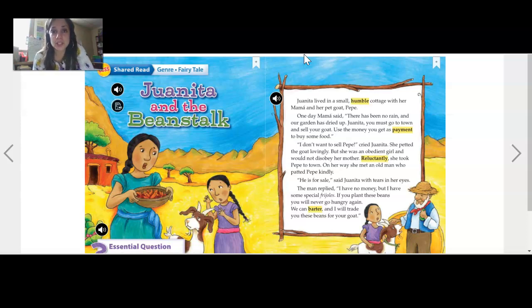Right there, we're confirming our prediction. That's similar to Jack and the Beanstalk. Juanita has to go to town to make money for her mom.